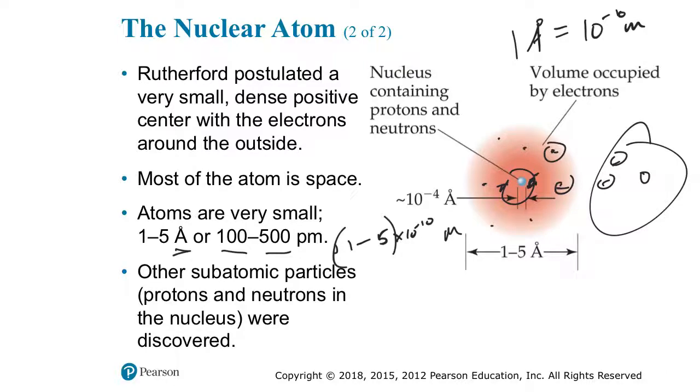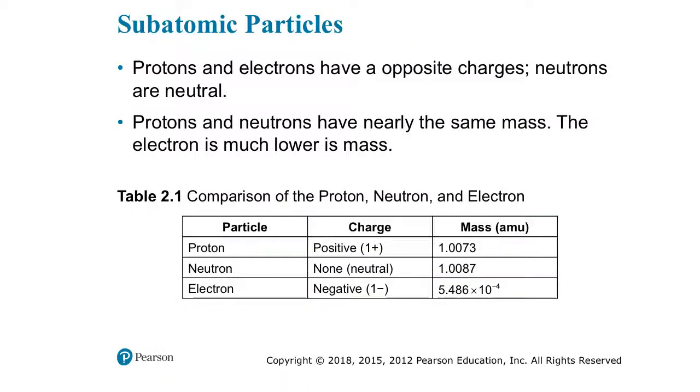Other subatomic particles, the protons and the neutrons in the nucleus, were later discovered. We were mentioning this. These were discovered in about 1920-ish and about 1932. And so once you get the discovery of neutrons and then you get the idea of isotopes, then we can sort of begin to have the full picture of our modern atomic theory. So our subatomic particles are the protons and electrons, opposite charges of each other, but the same magnitude. So the positive charge in the proton, negative charge in the electron. The neutron is neutral in charge.